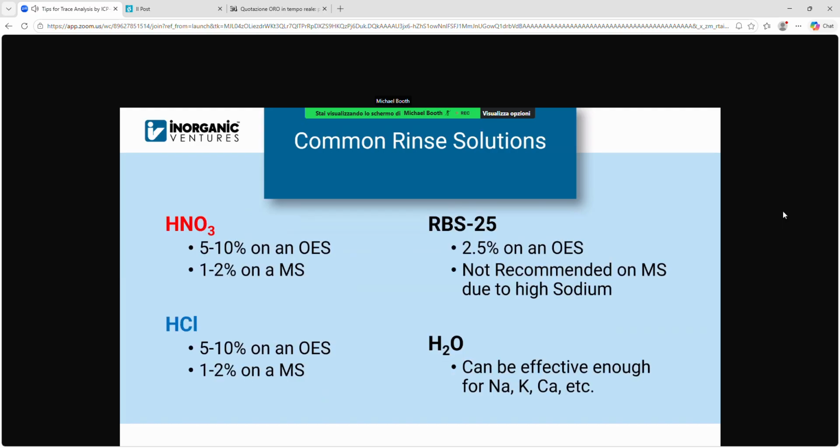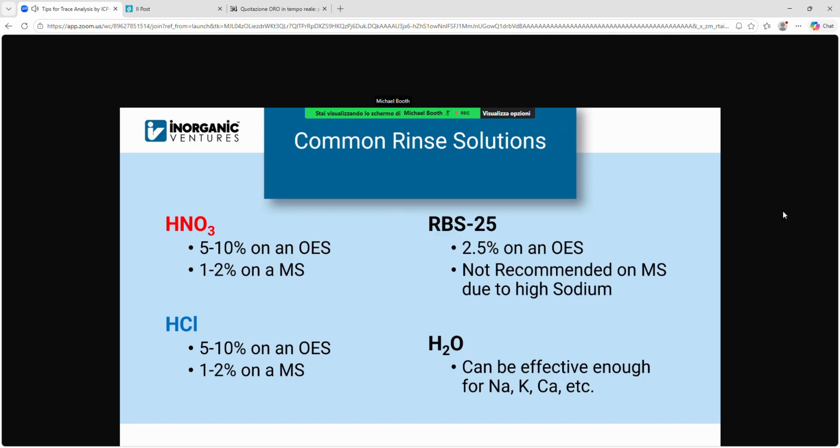So some common rinse solutions. Most people use some dilute nitric, so either 5 to 10% on OES or 1 to 2% on mass spec, or HCl, depending on their method and what they're using as their main diluent. So if you're prepping all your samples in nitric, you're usually rinsing out with nitric, and vice versa. If you're prepping all your samples in HCl, I would suggest you have your main rinse be HCl.